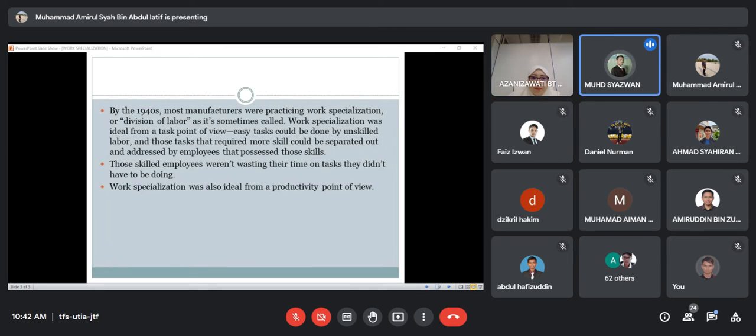Right. So the next point, by the 1940s, most manufacturers were practicing work specialization or division of labor, as it is sometimes called. Work specialization was ideal from a task point of view. Easy tasks will be done by unskilled labor, and those tasks that require more skill will be spread out and addressed by employees who possess those skills. So easy, ordinary jobs anyone can do, but if the task is difficult, give it to the experts. And then those skilled employees were not wasting their time on tasks they did not have to be doing.